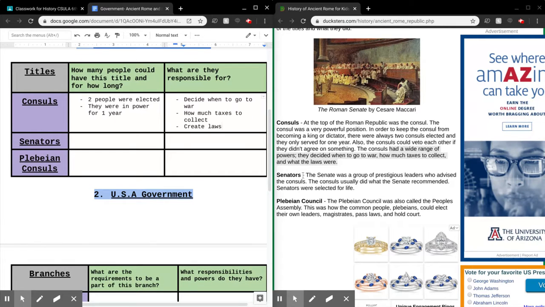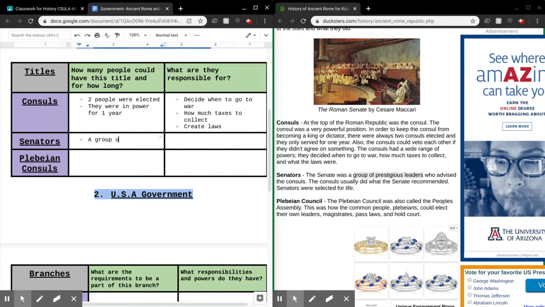Now we can move on to the senators. The Senate was a group of prestigious leaders who advised the consul. The consul usually did what the Senate recommended. Senators were selected for life. So it doesn't tell us how many people could be part of this, but I can write it's a group of prestigious leaders.